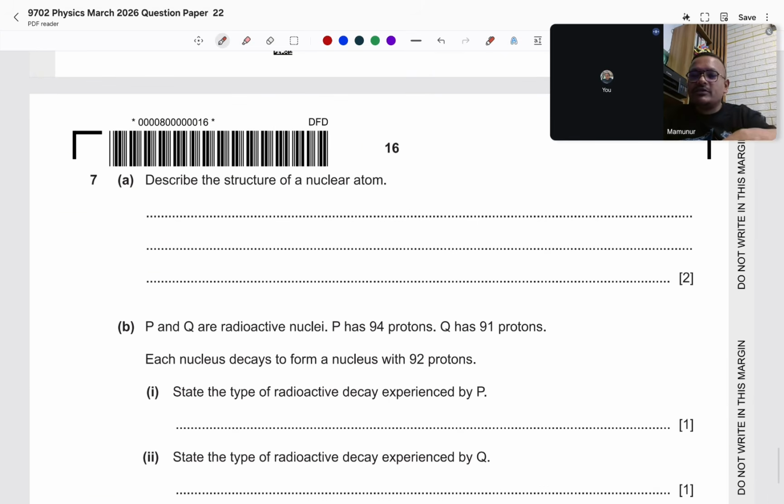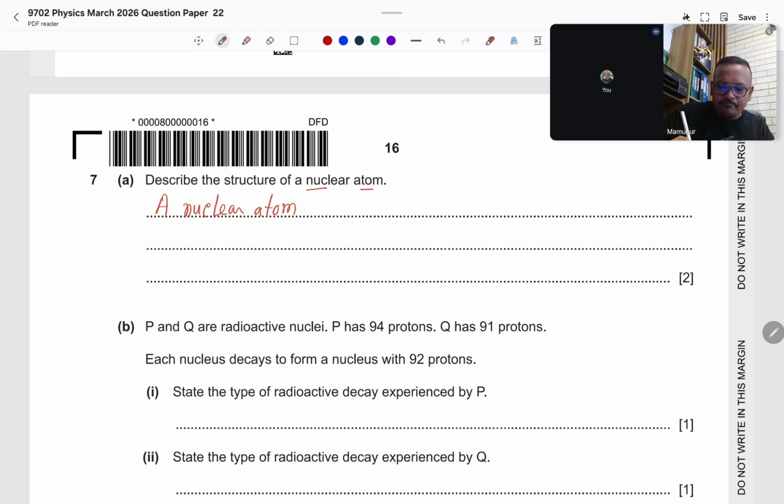Finally, the last question. Let's do it. Describe the structure of a nuclear atom. Structure of a nuclear atom means inside proton, neutron, and outer shell electron. We need to write this down actually.